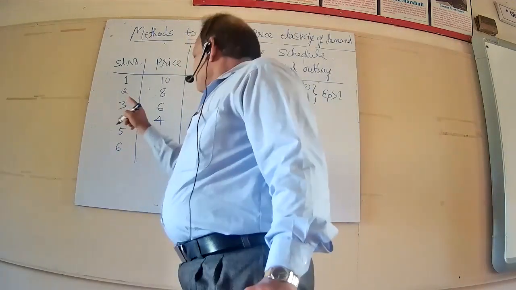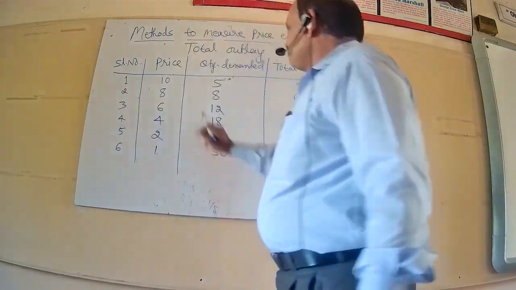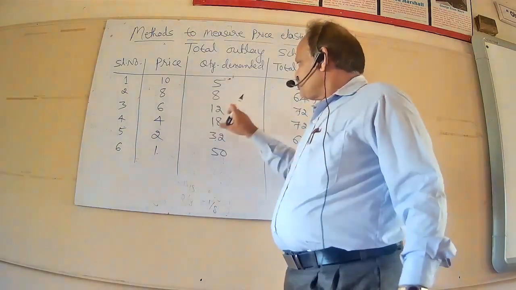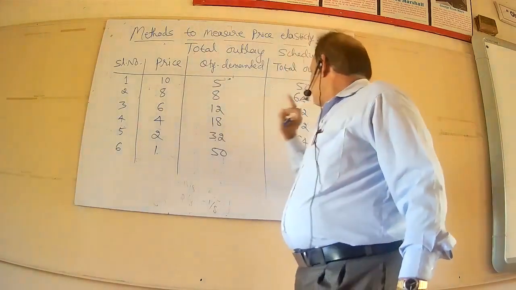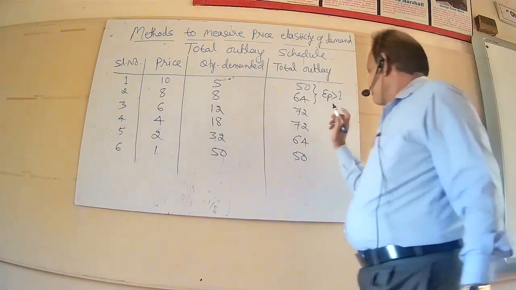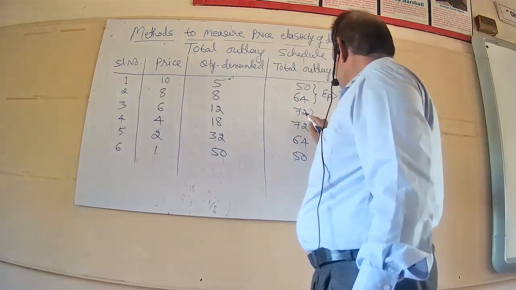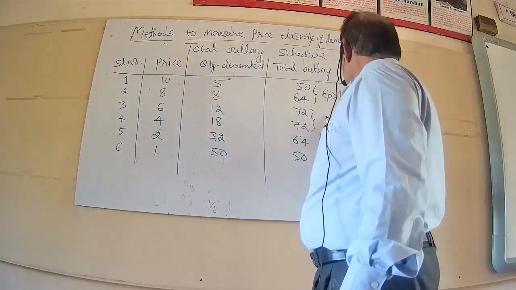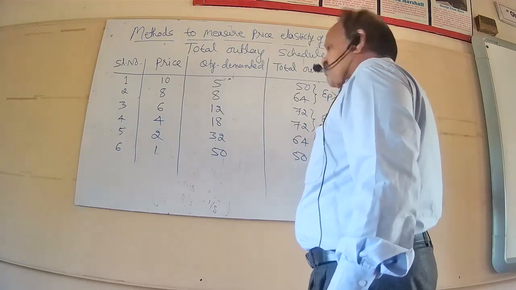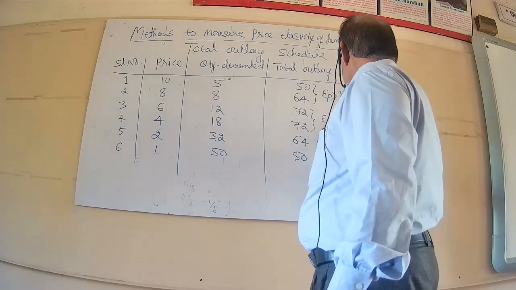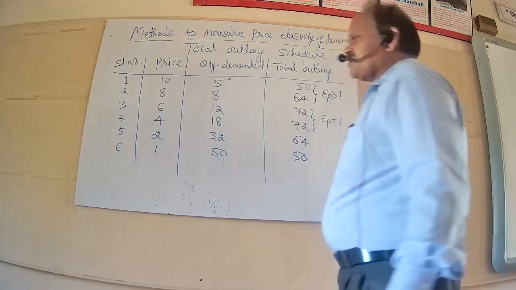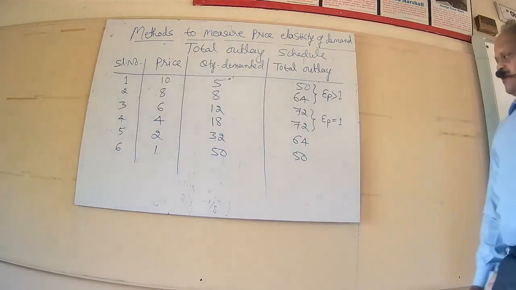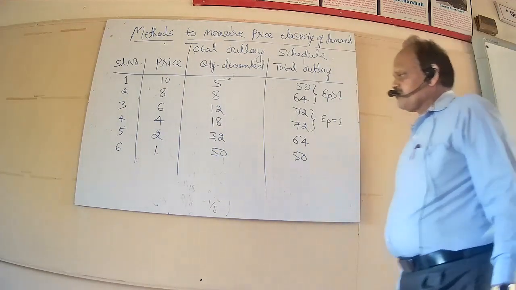Take the serial number 3 and 4. As the price of a commodity falls, quantity demanded extends, but total outlay made on that commodity remains the same, 72 rupees. Therefore, it is the type of unitary elastic demand where EP, price elasticity, is equal to 1.